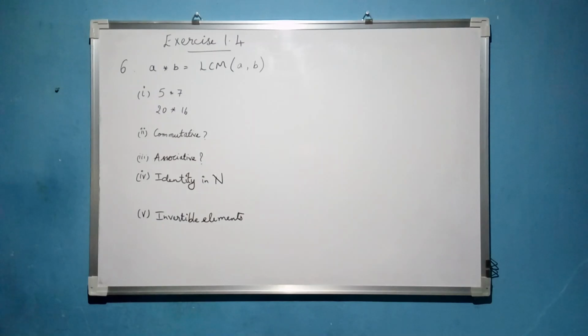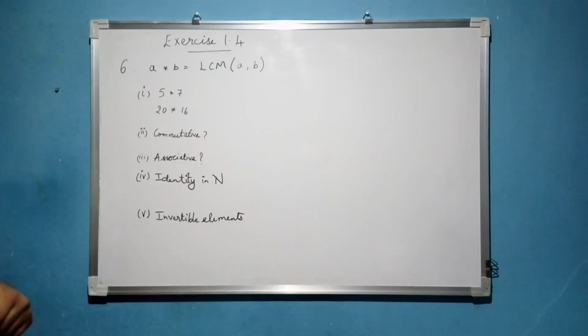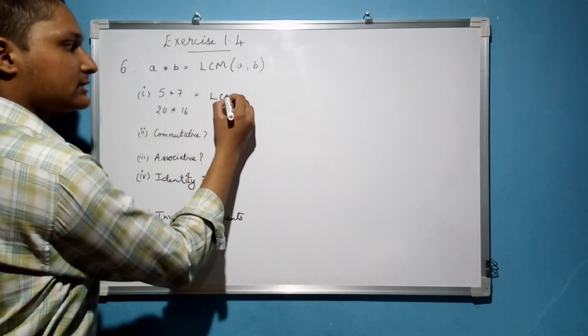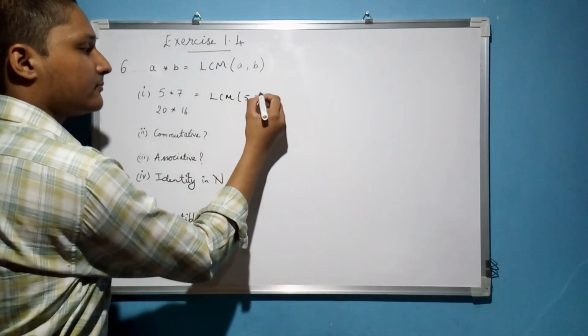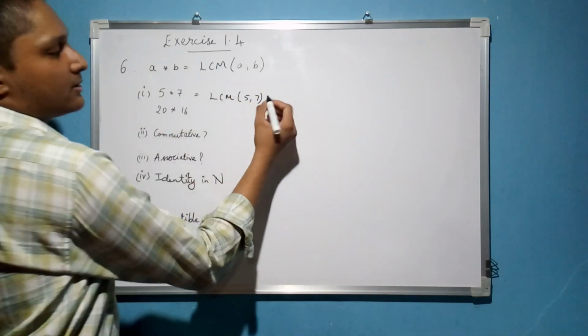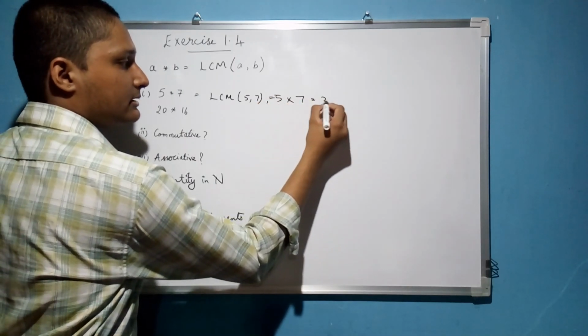Now we have the sixth question of exercise 1.4. The question is the binary operation star, which stands for the LCM of the two numbers to which it is applied. The first part of the question is to find 5 star 7. Based on this given star as the binary operation, this stands for LCM of 5 and 7. Since both 5 and 7 are prime numbers, their LCM has to be their product. That will be equal to 5 into 7 or 35.